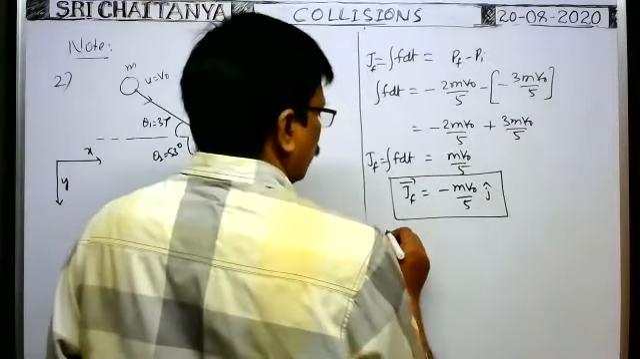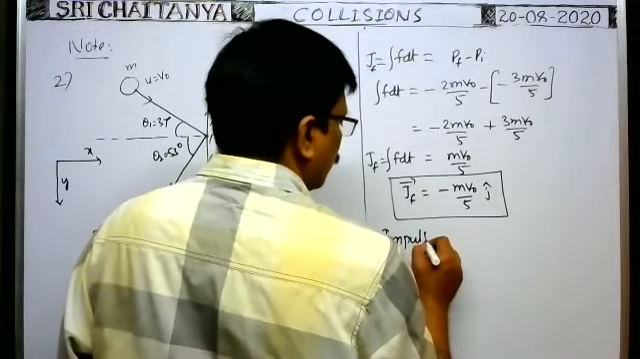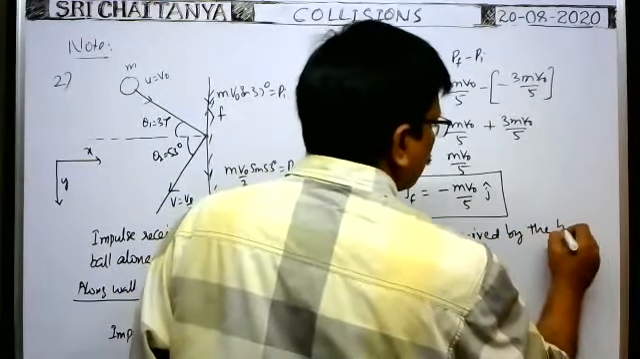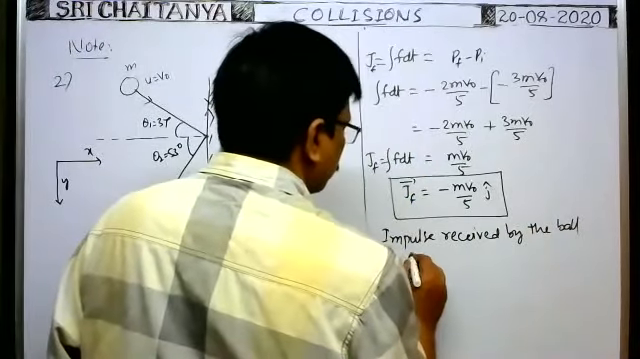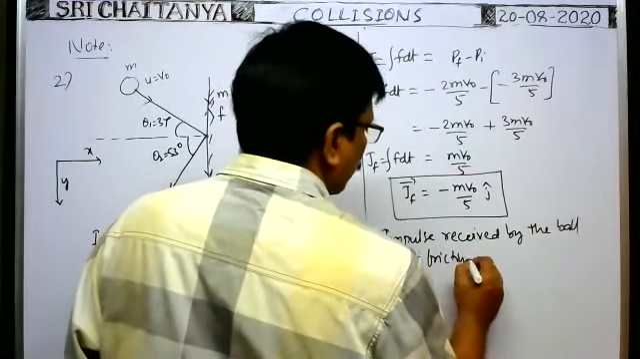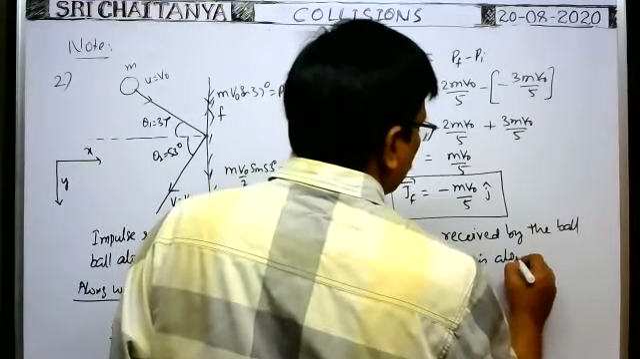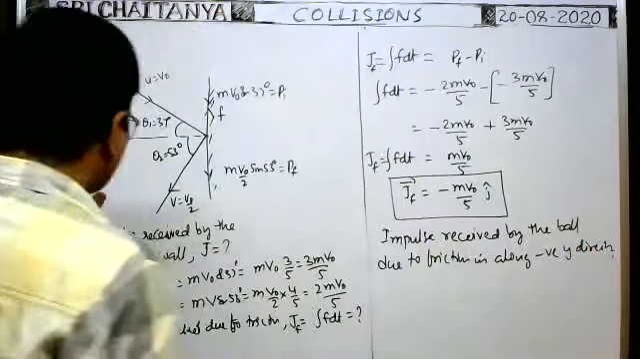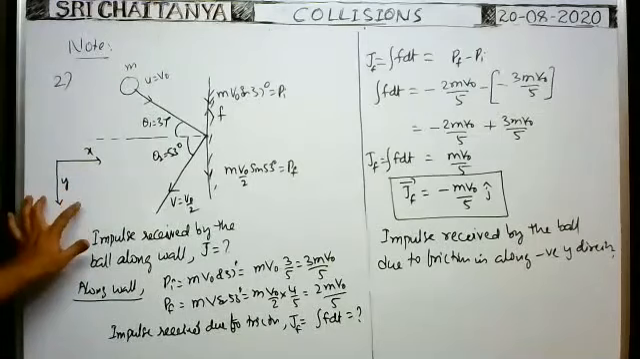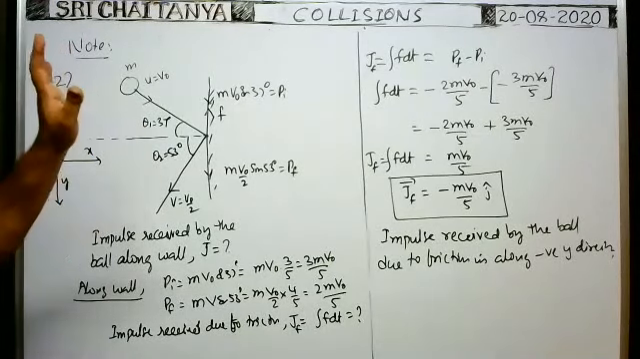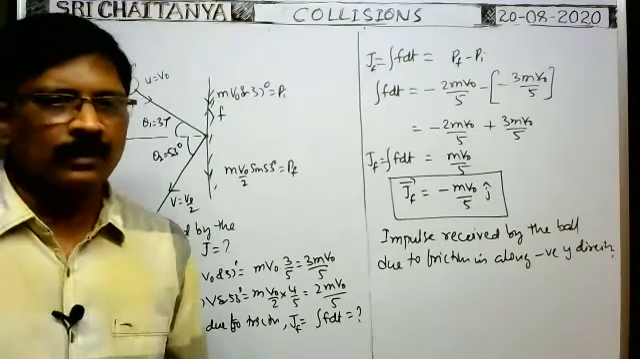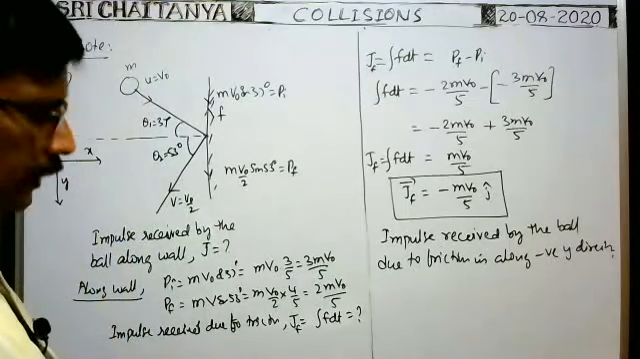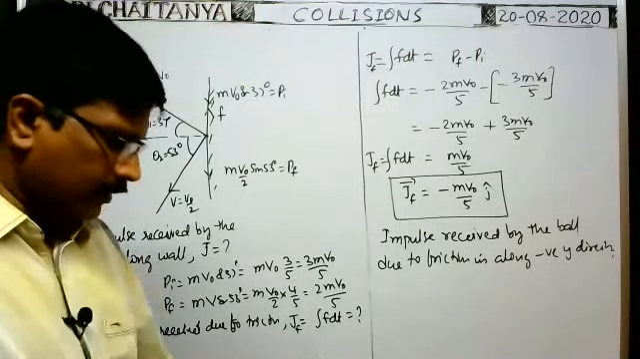Therefore, the impulse received by the ball due to friction is along the negative y direction. Actually, according to the given diagram, the impulse received by the friction is along the negative y direction. Okay, that is the answer. So minus m v naught by 5 j cap, that is the answer. Okay, next.